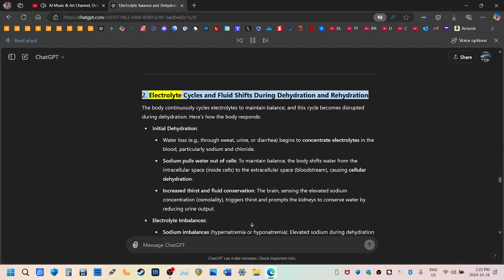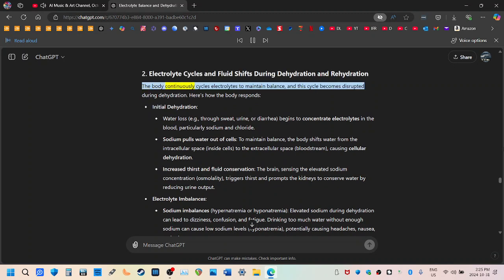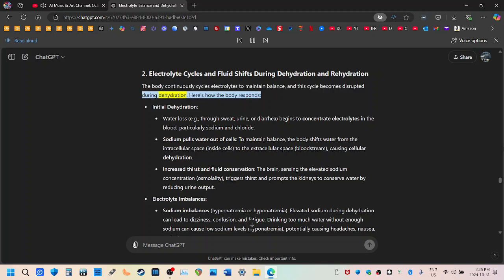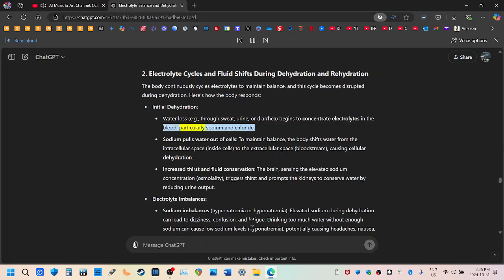2. Electrolyte cycles and fluid shifts during dehydration and rehydration. The body continuously cycles electrolytes to maintain balance, and this cycle becomes disrupted during dehydration. Here's how the body responds. Initial dehydration. Water loss, e.g., through sweat, urine, or diarrhea, begins to concentrate electrolytes in the blood, particularly sodium and chloride.